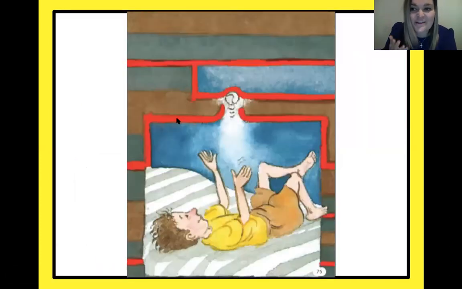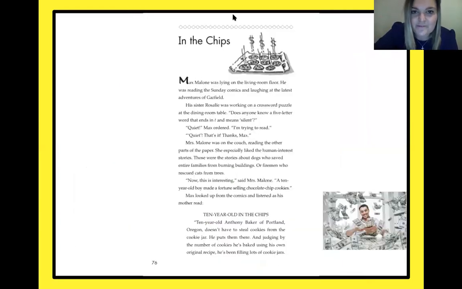Okay, so here is our main character, Max, and I can't wait to see what he is up to. In the chips, Max Malone was lying on the living room floor. He was reading the Sunday comics and laughing at the latest adventures of Garfield. So if you guys didn't realize, I was reading a newspaper at the beginning because that's what he's doing. The comics are in the newspaper.